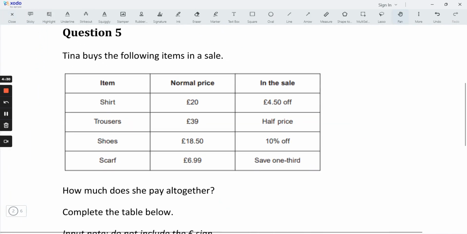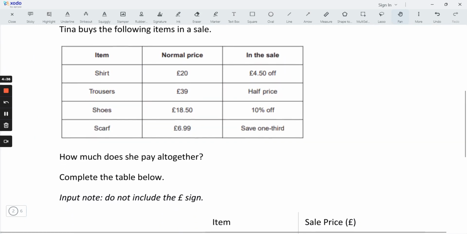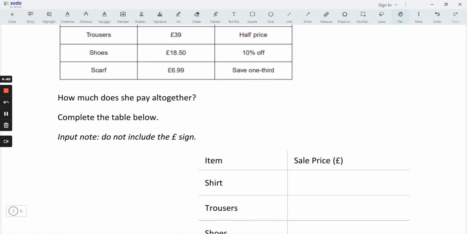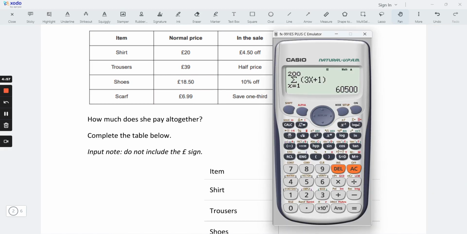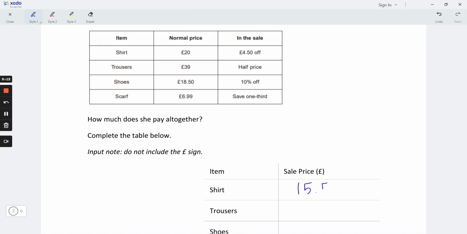Question 5. Tina buys the following items in a sale. Items: shirt, trousers, shoes, scarf. Normal price we have and the sale price we have. How much does she pay altogether? Complete the table below. Input note: do not include the pound sign. Okay, for shirt here we have 20 pound. There is a 4.50 off. That means 20 minus 4.50, which is equal to 15.5. So here our answer is 15.5.